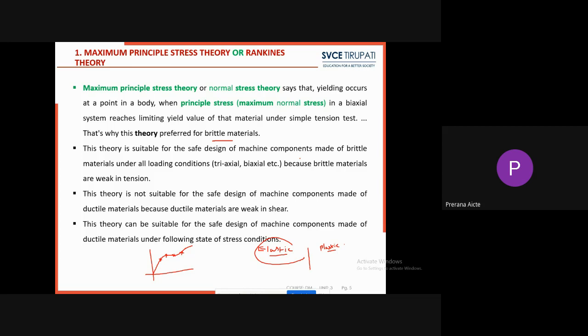When it reaches the maximum yield point value of the material under a simple tension test, that is called a maximum principal stress theory, also called Rankine's theory. This Rankine's theory is mainly applicable only for brittle material. Brittle material. Clear? Okay. And one more thing is called here.